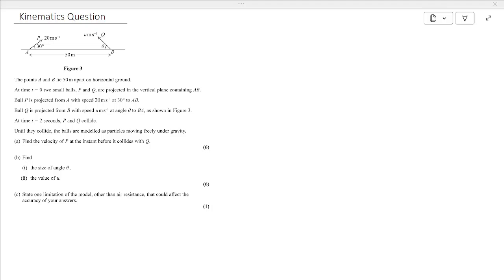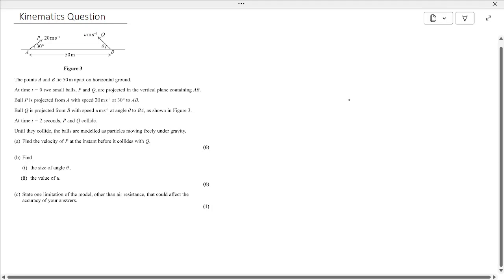Okay, here we have another kinematics question from an A-level Edexcel past paper. This one is probably the hardest one it's been so far, in my opinion. It's definitely different. It involves two balls actually colliding in midair, which none of the other past questions have. So let's see how you deal with that.